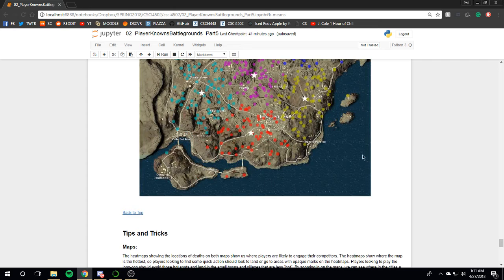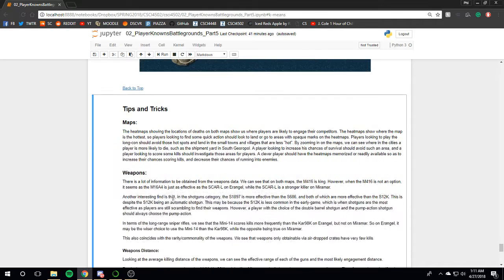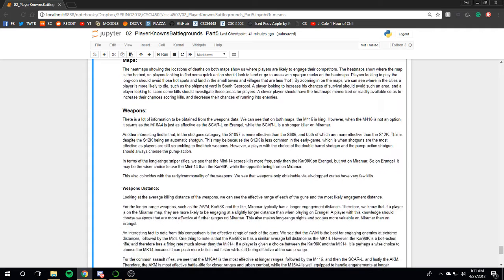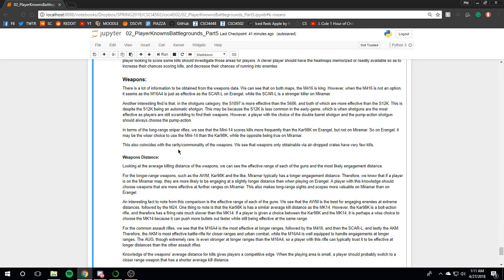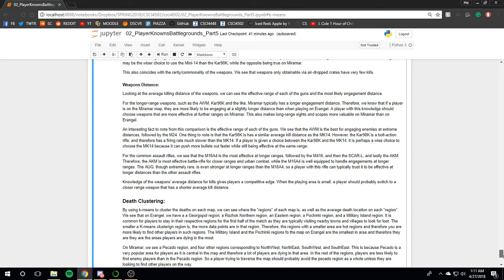And then from all this, we have a tips and tricks part of our notebook where we tell you how to adapt to each map, what weapons to use, which ones are effective, which ones are most popular, what weapons to use on what map based on distance, and what weapons to use during the time of the game.